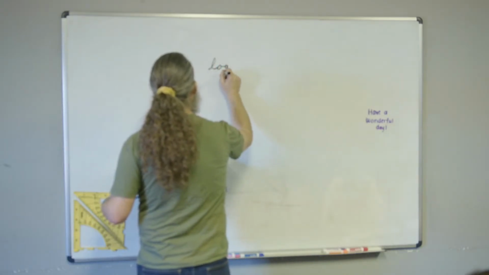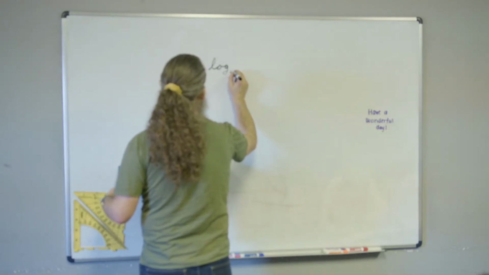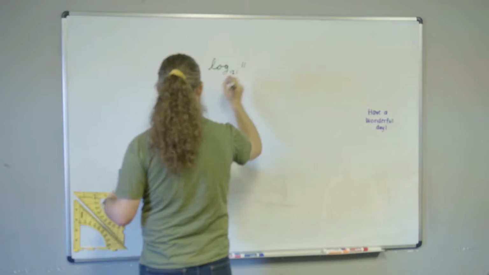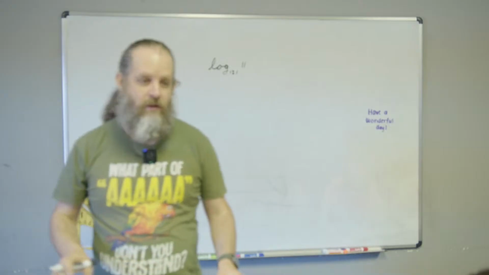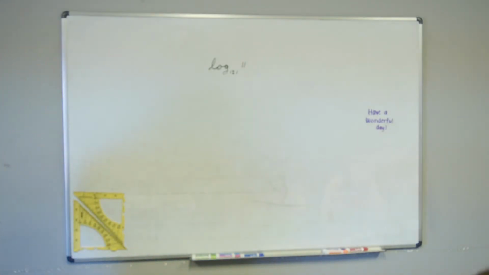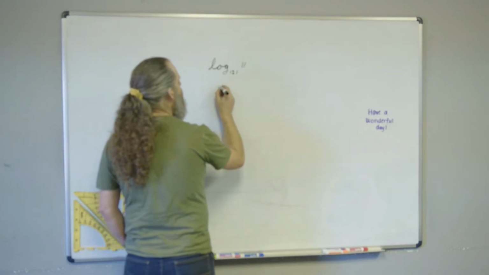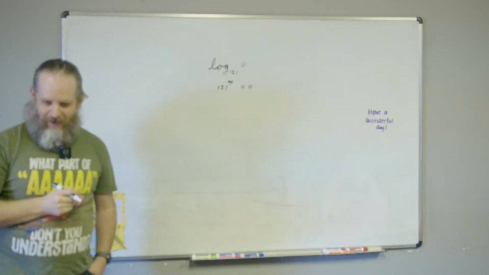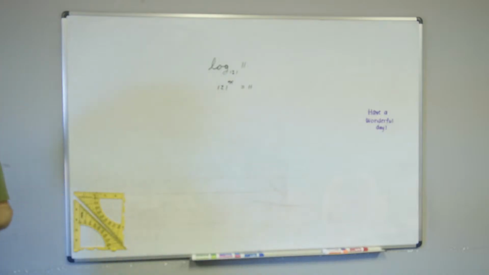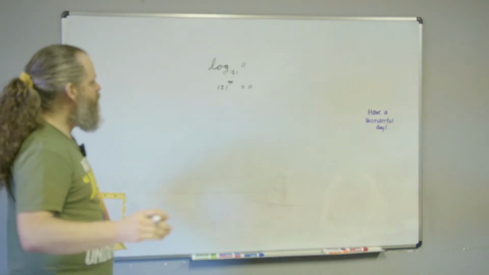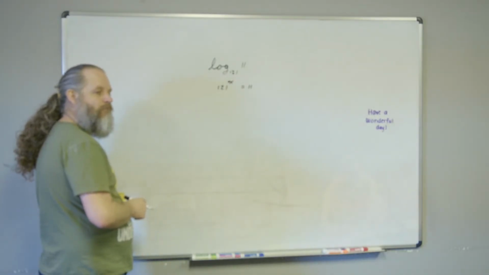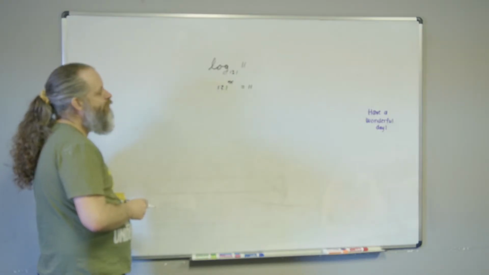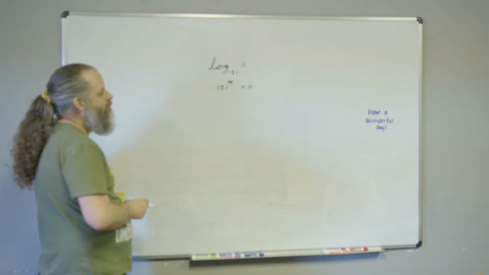Log base 121 of 11. We need to evaluate it. So what should we do? Well, we should probably put a little step in between there first. 121 to the x equals 11. Now we can get the bases to match, right? So how do we do that? Make it 11 squared, so 11 to the 2x, and then have 11 underneath.